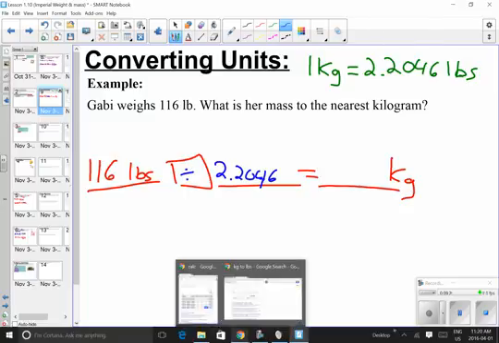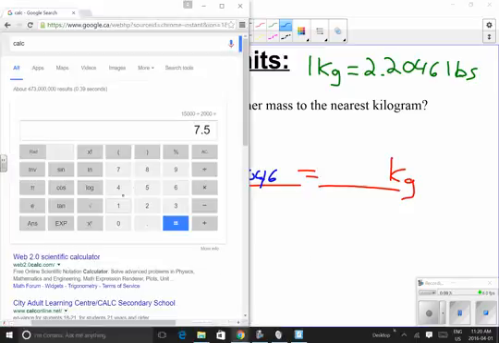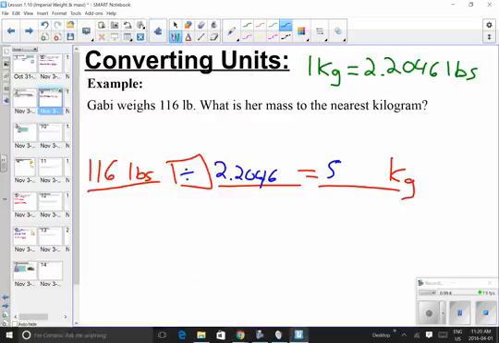So let's just pull up our calculator here. So it's 116 divided by 2.2046. That'll be 52.6-ish kilograms. Okay, and that is our answer.